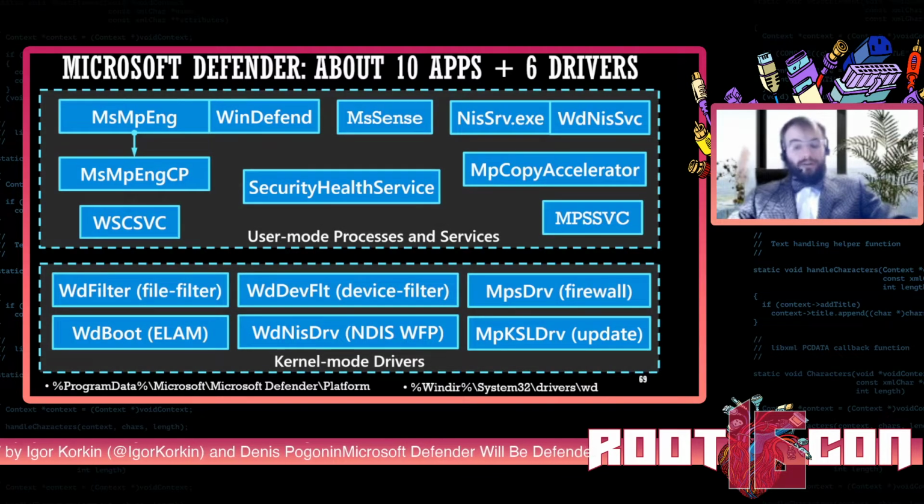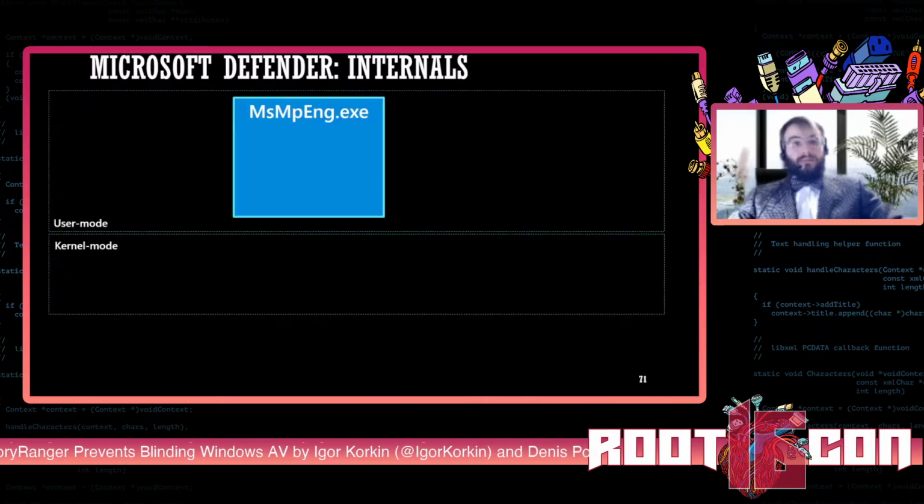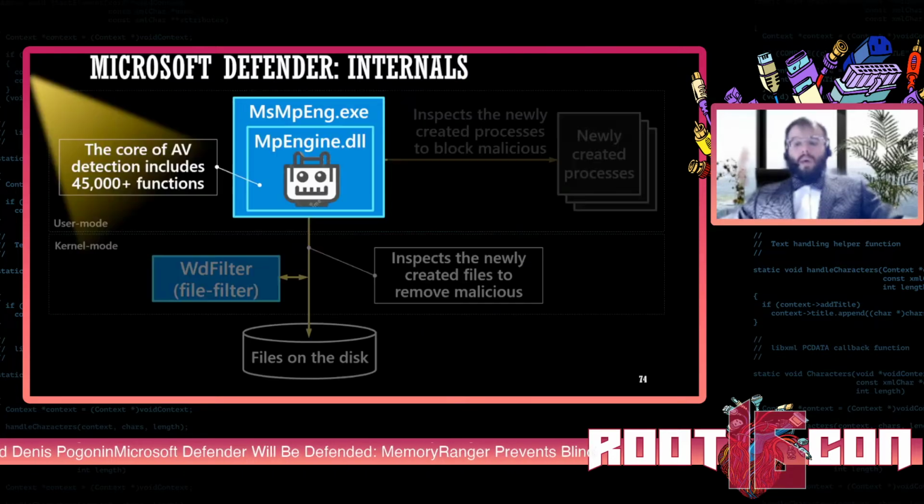In this research, we analyze the Microsoft Malware Protection Engine process, MsMpEng, and the Microsoft Defender file filter driver. The process is just a normal Windows app that can detect malware on the disk and in the memory. One of its DLL modules, named mpengine.dll, implements the signature-based detection. It is the brain of the antivirus engine that decides whether the input is malicious or not.